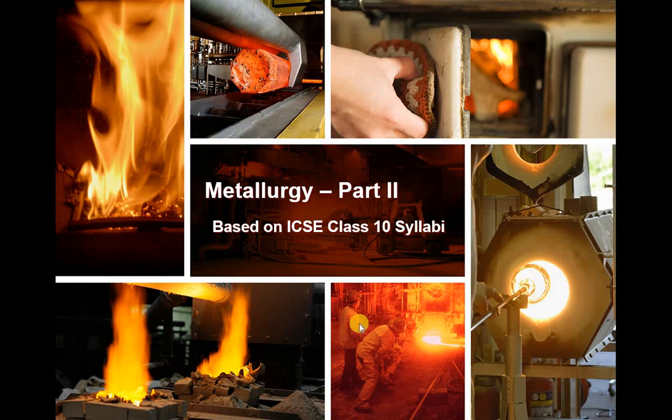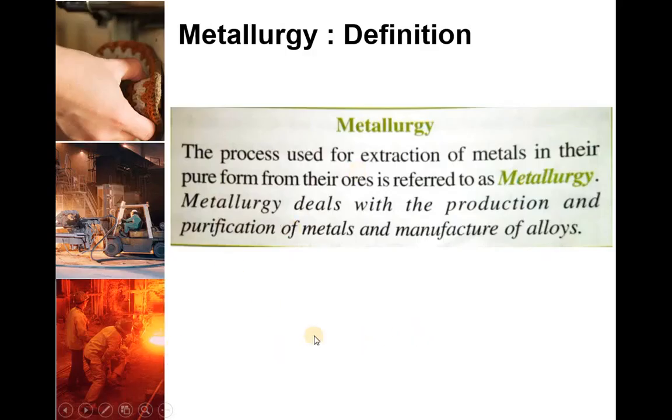Hello children. Now in this video we will be discussing the details of processes of extraction of metals. Now first we will know what is metallurgy. The definition is the process used for extraction of metals in their pure form from their ores is referred to as metallurgy. Metallurgy deals with the production and purification of metals and manufacturing of alloys.